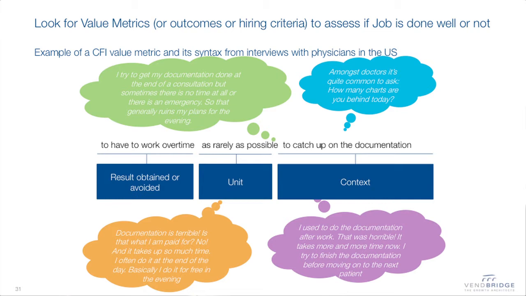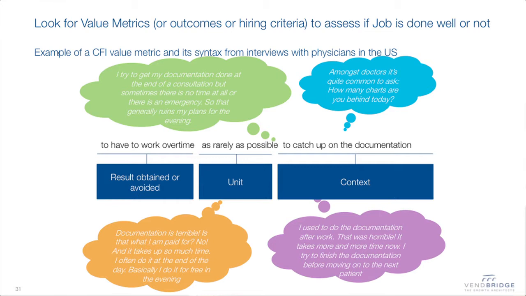and then based on these stories we work with the respondents to phrase a statement, a metric, we call it a value metric. For example, here it was: to have to work overtime as rarely as possible to catch up on the documentation. These statements, Tony calls them outcomes, Christensen calls them hiring criteria. Tony has defined what it is. It has a clear syntax, a bit complicated, a bit odd, but it is defined. Christensen has not defined it. He just talks about hiring criteria, and we have also defined it.